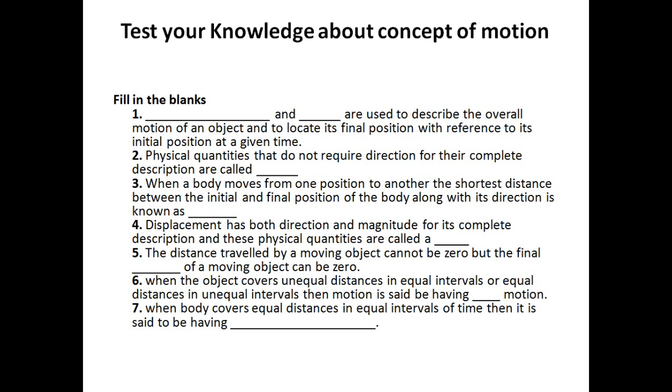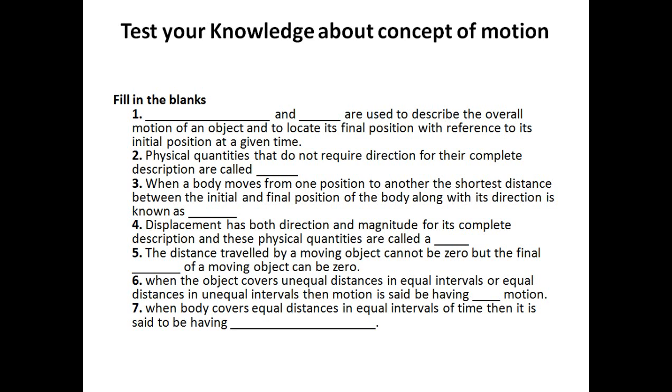So the first is distance and displacement. The second one is the scalar quantity, which does not require direction. The third is displacement. Okay, now comes the fourth question. Displacement has both direction and magnitude for its complete description, and these physical quantities are called vector quantities, because they need both direction as well as magnitude. So these types of quantities are known as vector quantities.